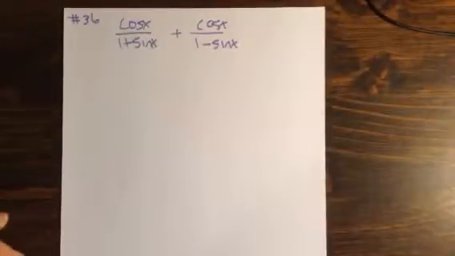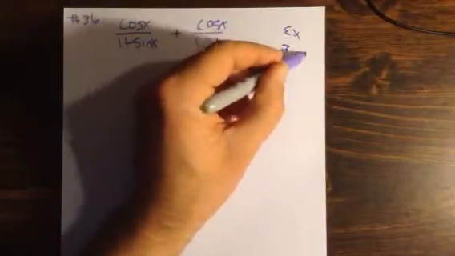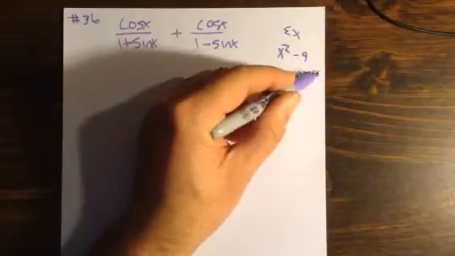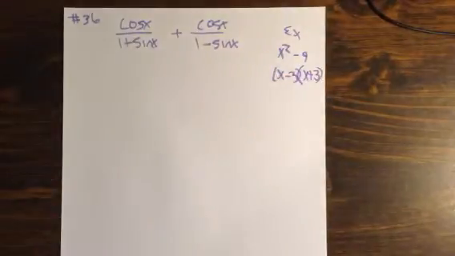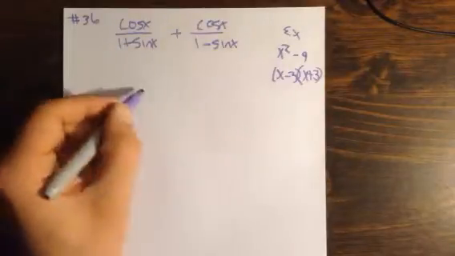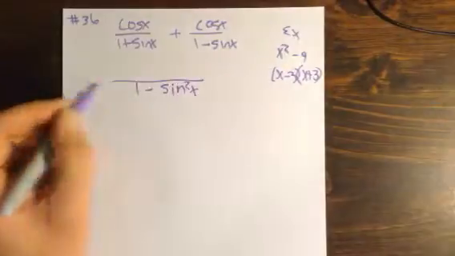Okay, number 36. Definitely a common denominator problem, and it's not a bad one if you remember the difference of squares. So if I give you an example, unrelated, and I said x squared minus 9, wouldn't you be able to say that's x minus 3 times x plus 3? I'm hoping that's a yes. So I'm going to call that denominator 1 minus sine squared of x.